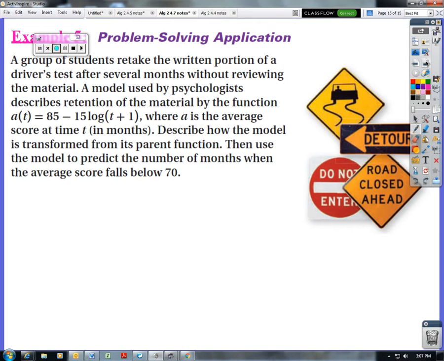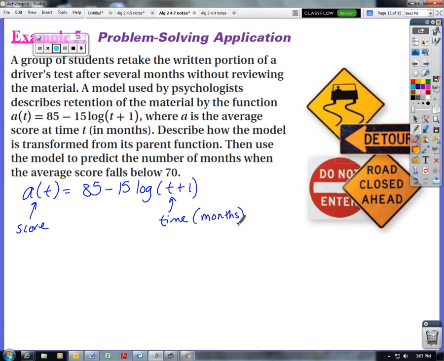In any case, a group of students retake the written portion of a driver's test after several months without reviewing the material. A model used by psychologists describes the retention of the material by this function. A of t equals 85 minus 15 log of t plus 1, where A is the average score at time t. T is the time, and that t is in months. Describe how the model is transformed from its parent function.